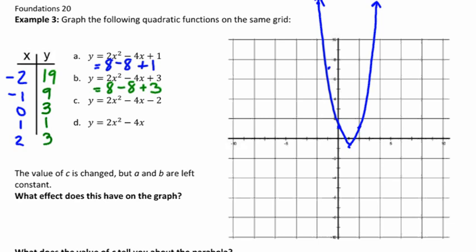Plotting those points, negative 2 and 19. We know that's going to be pretty high up as well, outside of our recording area. Negative 1 and 9. 0 and 3. 1 and 1. And 2 and 3. So the graph looks pretty much the same for the most part, except it's now moved up a little bit.